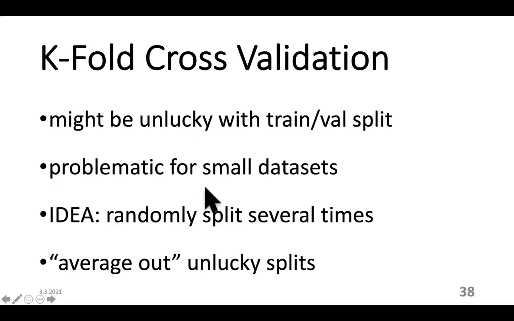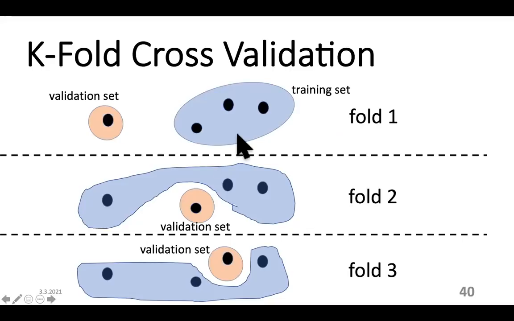And in order to avoid such an unlucky split, we often use k-fold cross-validation. The idea of k-fold cross-validation is simple. Just repeat this split several times so that you average out possible unlucky splits. The number k here means the number of repetitions. So if we use k equal 3, we divide the data set into 3 equal blocks. In each iteration, we choose 1 block as the validation set and the remaining blocks as the training set. Then we use the next block and the next block and so on and so forth.